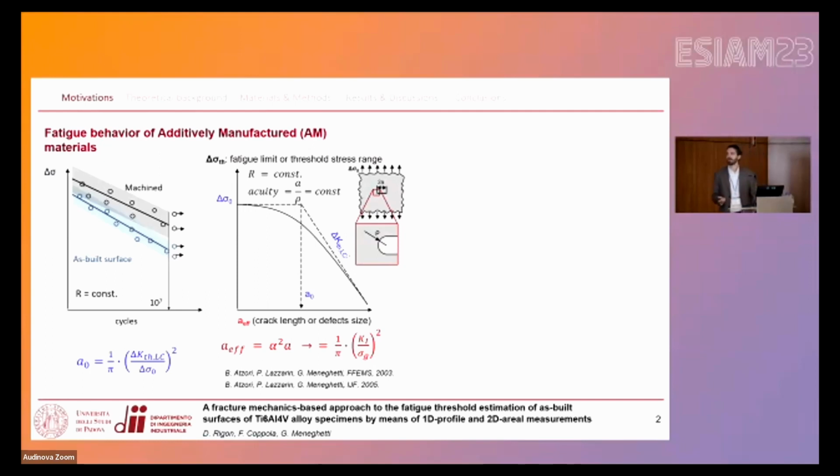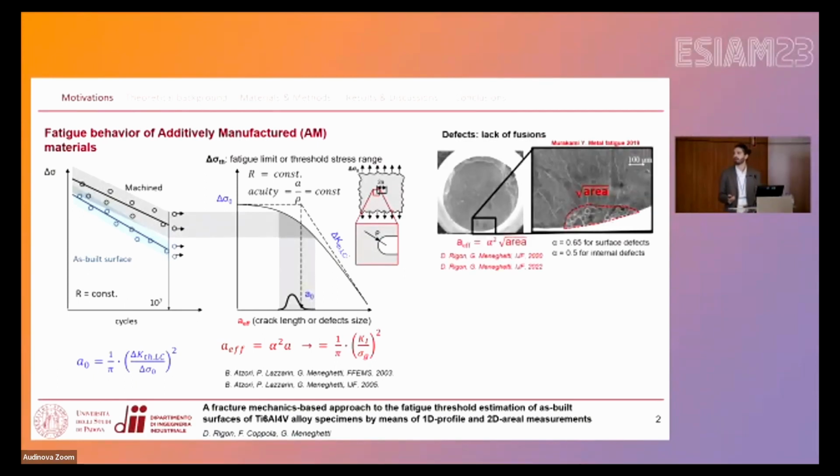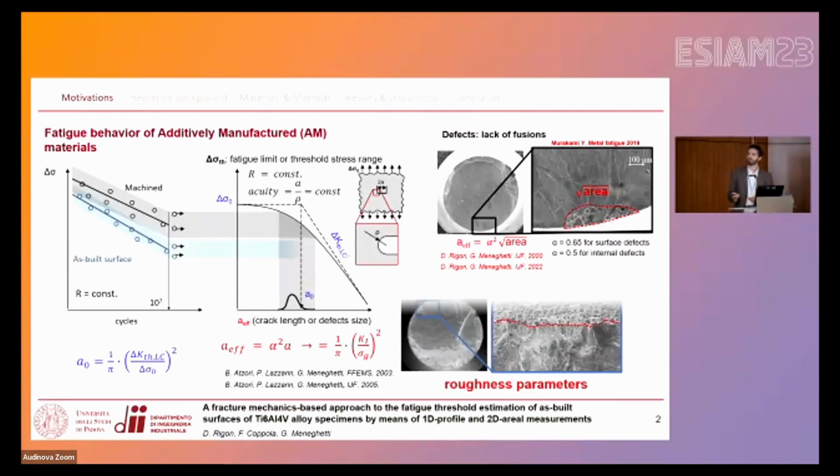When we deal with additively manufactured materials in post-heat treatment conditions, we have two different scenarios. If we machine the specimens, the fatigue limit in this condition is well correlated with the distribution of the killer defects that are easily measurable from the fracture surface analysis by using, for instance, the square root of area parameter proposed by Murakami.